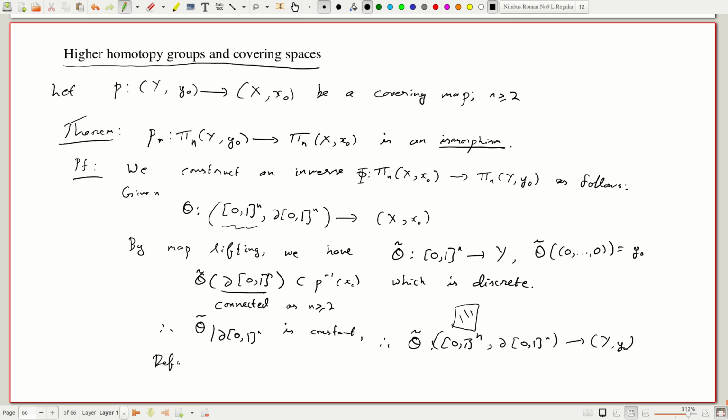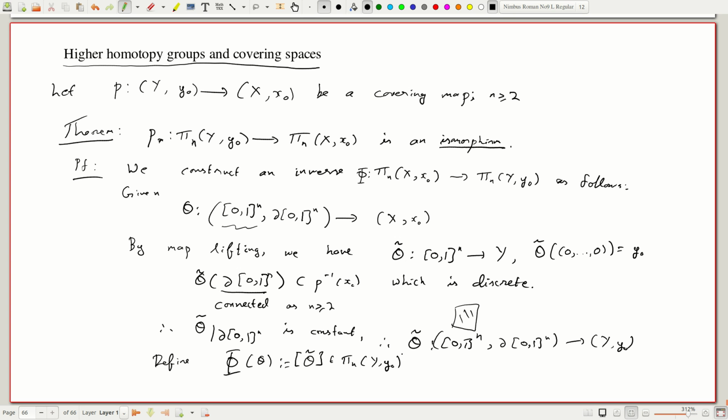So define. This was a completely canonical construction. That's important. If we made choices, it's likely that some properties would break down. So, a completely canonical construction. There's a unique lift which will send the origin to the base point. And we define phi of theta to be the image of this unique lift. We proved, not up to homotopy or anything, on the nose, that theta tilde is the kind of map that gives you an element in the homotopy group. So this is in pi n of (Y, y0).